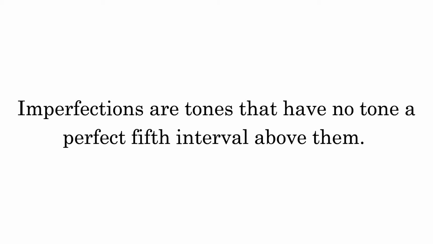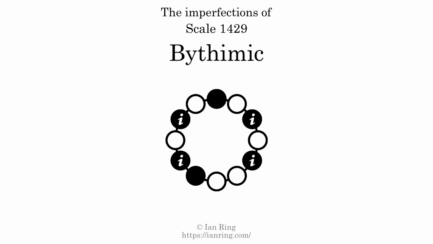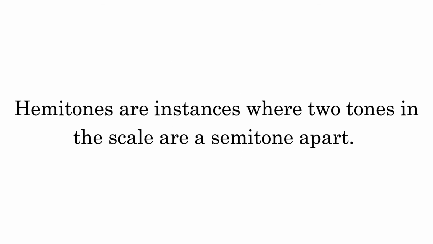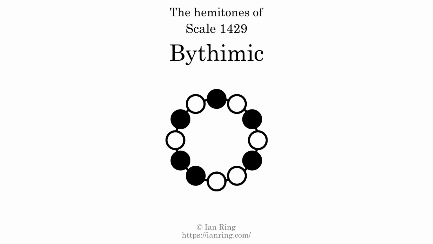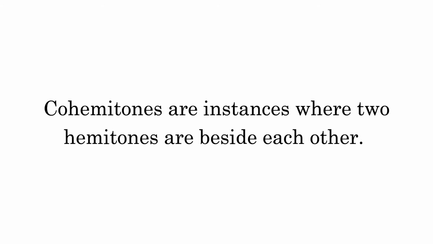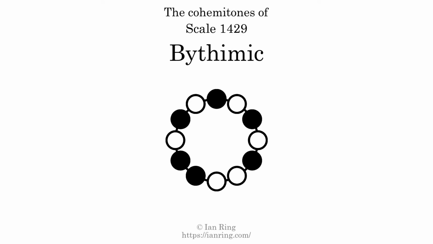Imperfections are tones that have no tone a perfect fifth interval above them. This scale has 4 imperfections. They are at positions here, here, here, and here. Hemitones are instances where 2 tones in the scale are a semitone apart. This scale has 1 hemitone here. Cohemitones are instances where 2 hemitones are beside each other. This scale has no cohemitones.